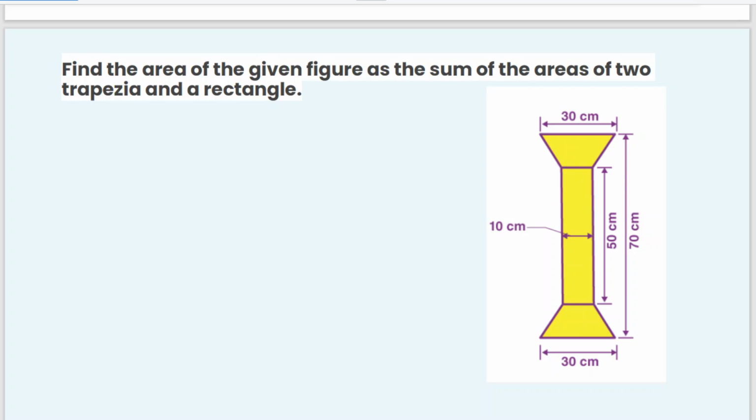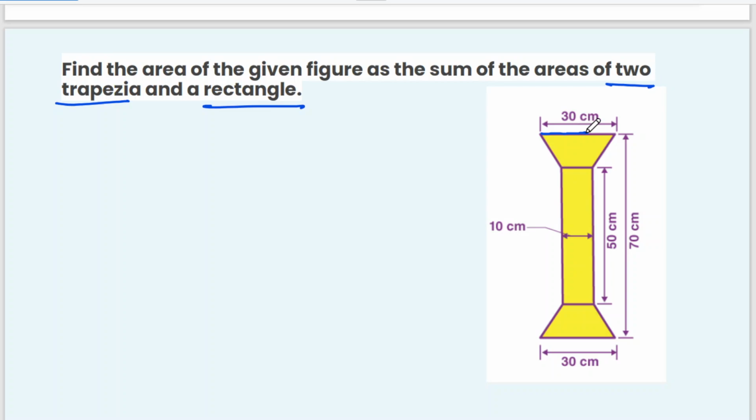Next question. Find the area of the given figure as the sum of the areas of two trapezia and a rectangle. Okay. So we have got here two trapezia, that means two trapezium and one rectangle. So we have to find the area of both the trapezium and rectangle individually, and then at the end we will add them. Okay.